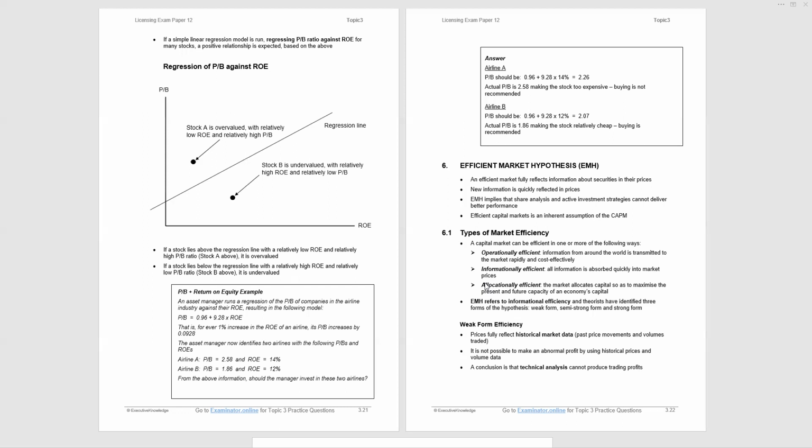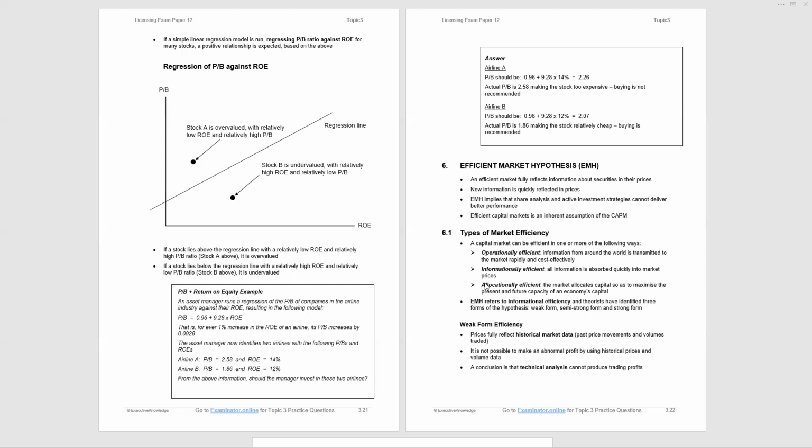With airline B, plugging the numbers in, we get a price to book from the equation of 2.07. The actual price to book is 1.86, so it should be 2.07 times the underlying book value. It is actually 1.86, making it relatively cheap.